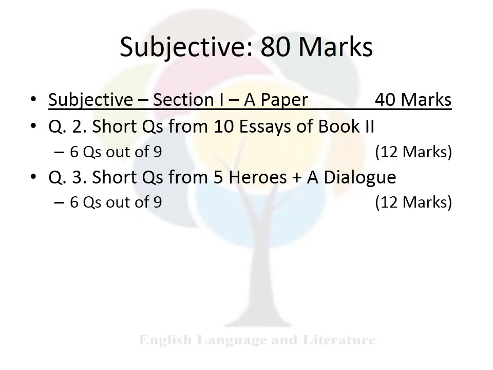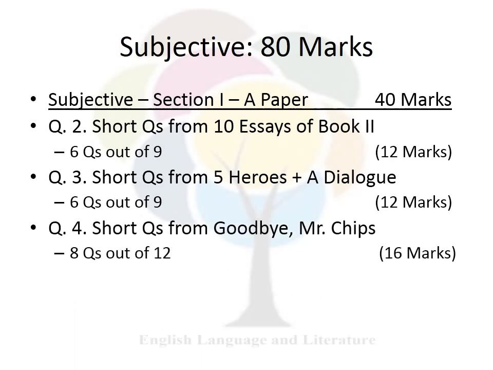In the third question, again you are given 9 short questions from heroes and a dialogue, and you are to attempt only 6 questions. The total marks for this question are 12. In the fourth question, you are given 12 short questions from Goodbye Mr. Chips, and you are to attempt only 8 questions. The total marks for this question are 16.